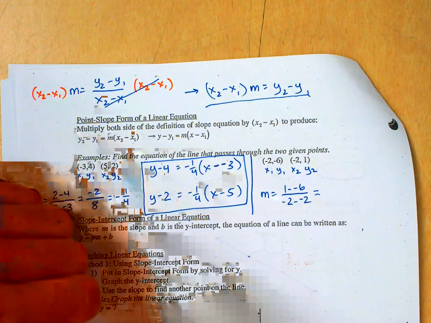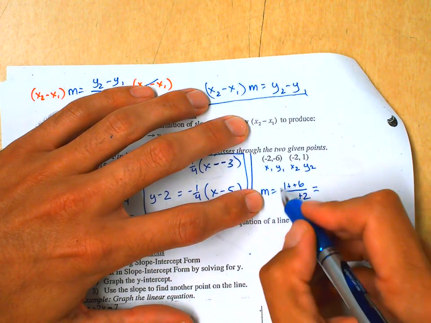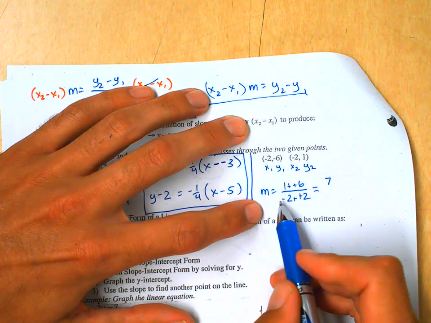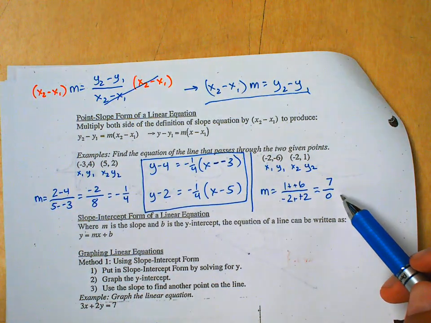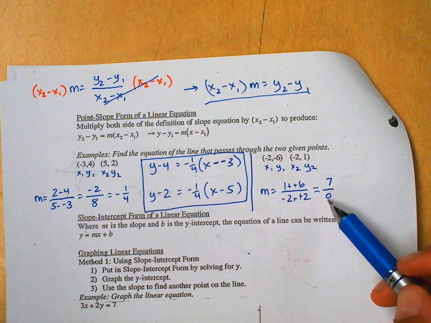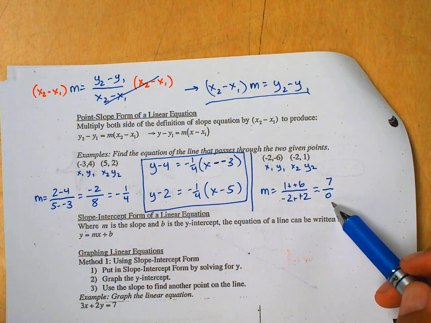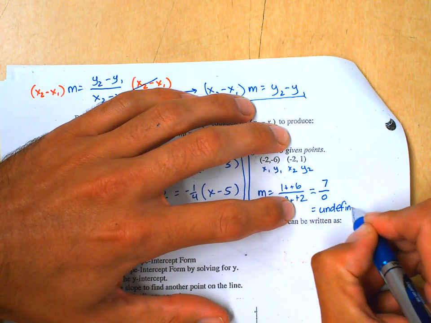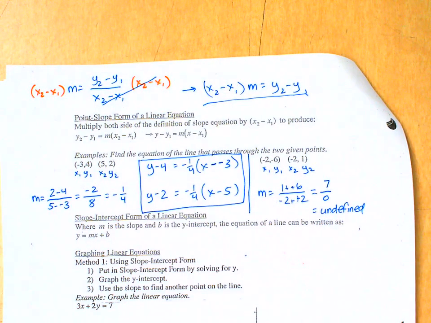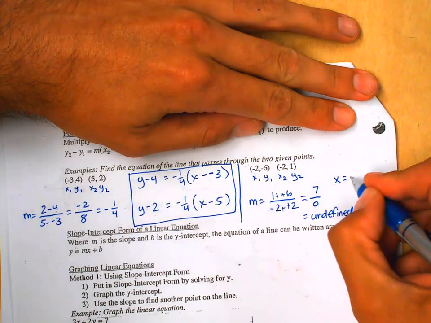And same story here, that's going to be plus, plus. So 1 plus 6 is 7. Negative 2 plus 2 is 0. Well, 7 divided by 0, what was that? We just looked at it when we were talking about horizontal and vertical lines. Divide by 0? Can't do that. So this is an undefined slope, which means that it's a vertical line, and the equation of the line is just x equals negative 2.